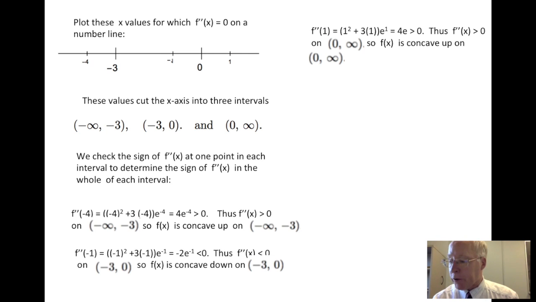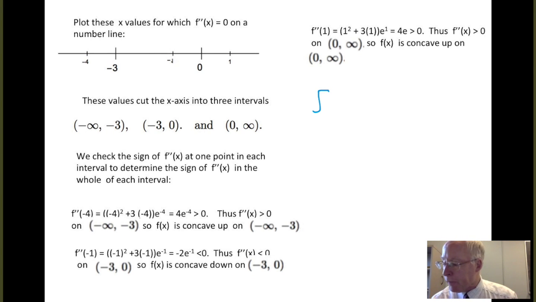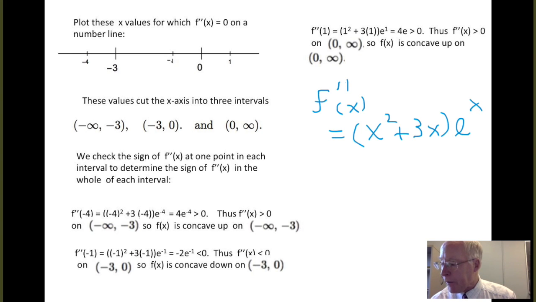Okay. Let's start on the left. Remember, our second derivative was f double prime at x, given by x squared plus 3x times e to the x. So we're going to put the values minus 4, minus 1, and 1 into this second derivative. So here we've put in minus 4.